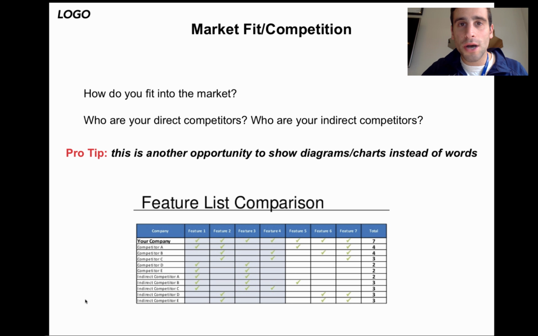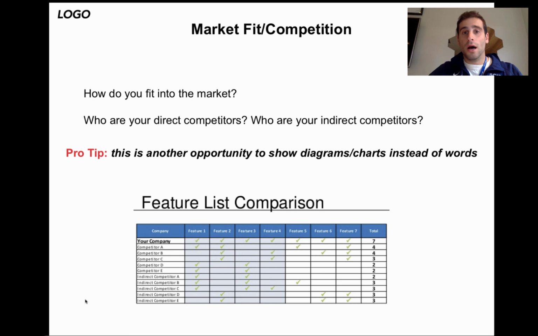Next, you'll want to talk about how you fit into the market. You've spent some time thinking about your competitors, who they are, what they do well, what they don't do so well. Where do you fit? Who are your direct competitors? Who are your indirect competitors? Again, this is an opportunity to show, not tell.